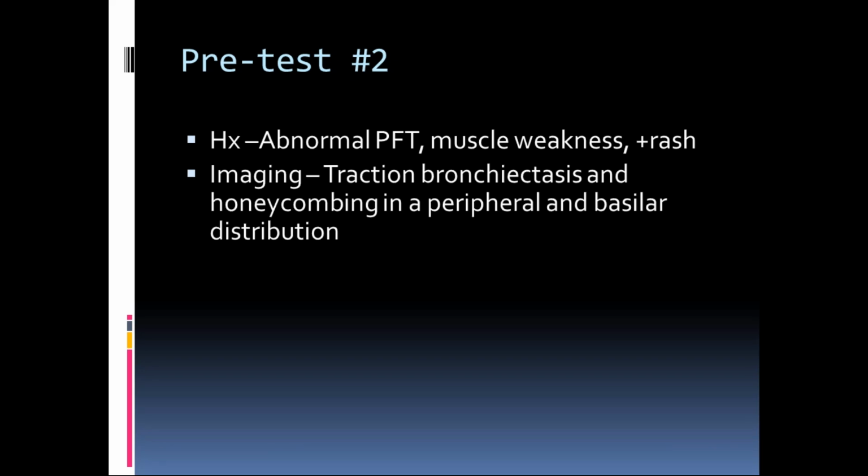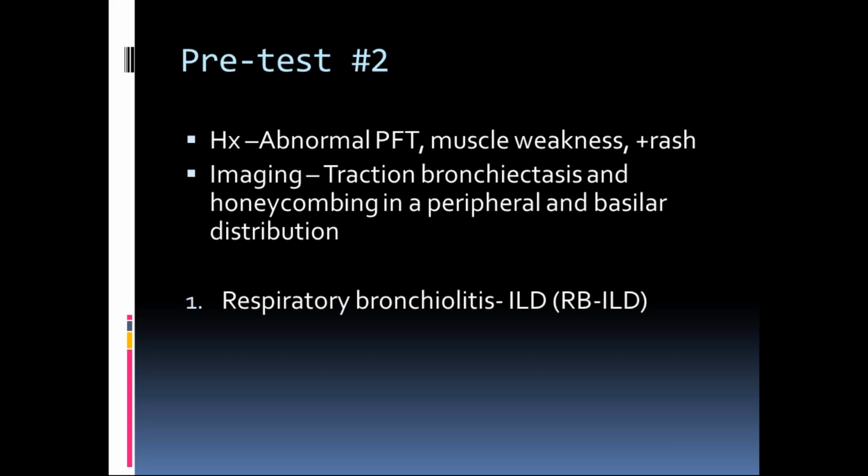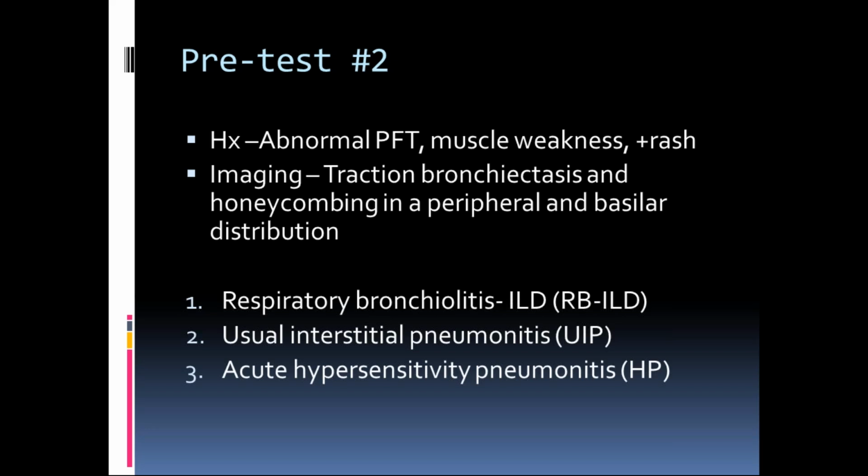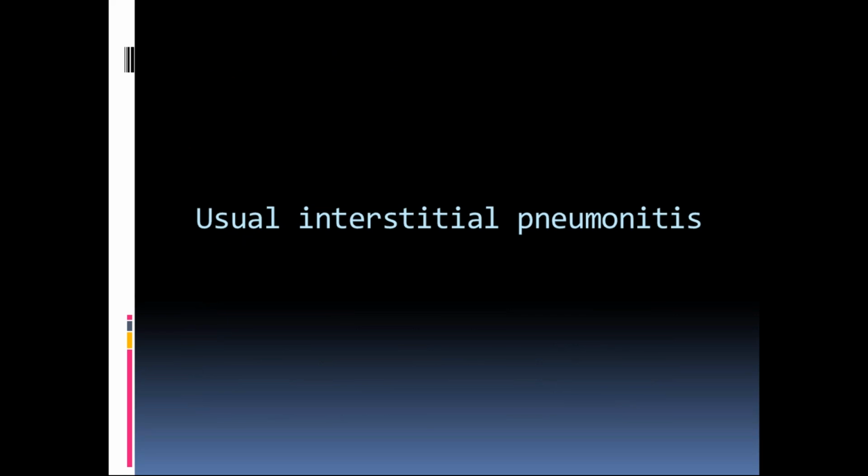Now, the imaging findings on the CT is traction bronchiectasis, honeycombing, and a peripheral and basilar distribution. So, our choices. Is it going to be RB-ILD, usual interstitial pneumonitis, acute hypersensitivity pneumonitis, or lymphangioleiomyomatosis? So in this particular one, we are looking for a pattern. We're not actually looking for the diagnosis. And so the pattern on this is usual interstitial pneumonitis. And I'll go in great detail later about what it is that I'm talking about and what the differential is.